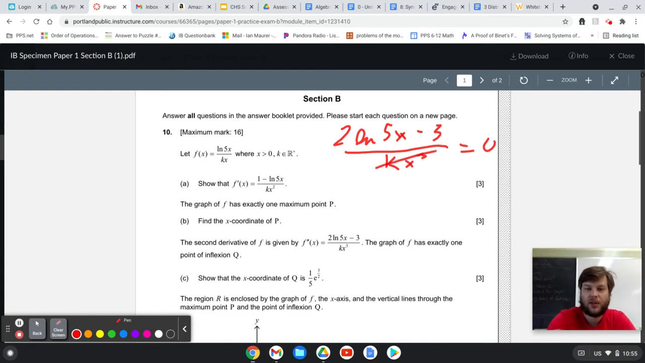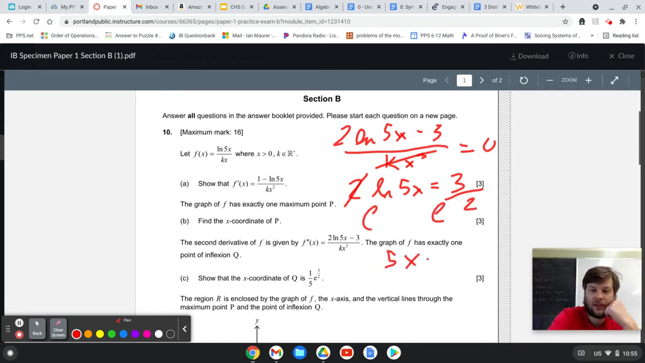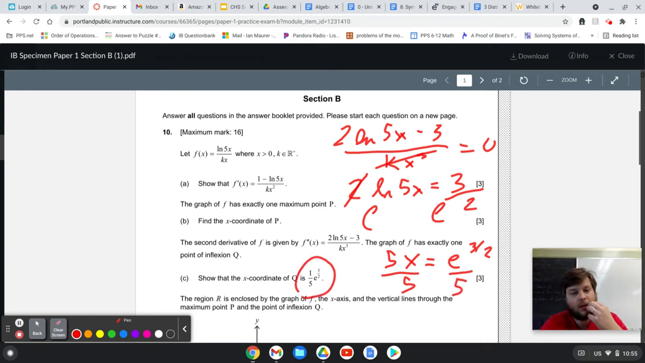Just like before, we can multiply by the denominator and get rid of it. Just like before, we want to separate our terms. So add 3 to both sides. Divide both sides by 2. Exponentiate both sides. So you have 5x equals e to the 3 halves. Divide both sides by 5. And then you have the desired result right there. So 1/5 e is the maximum value.